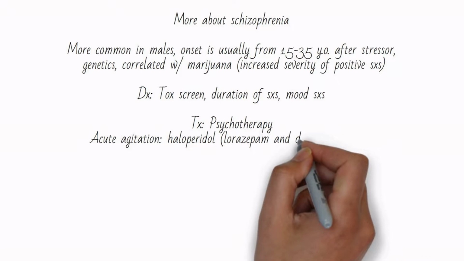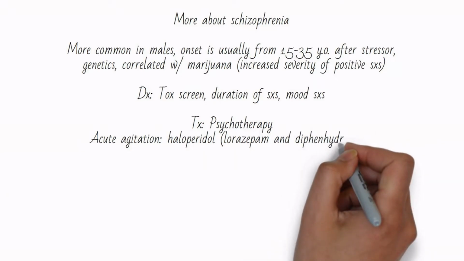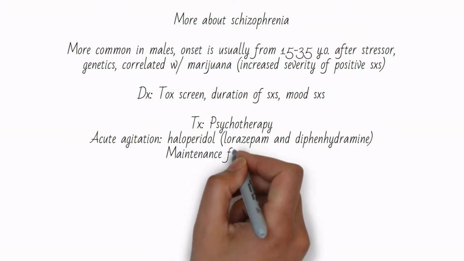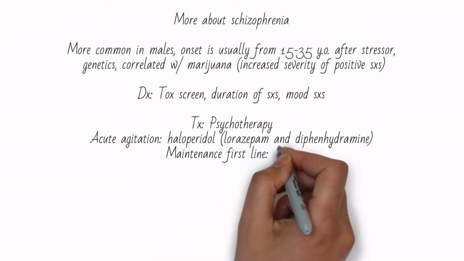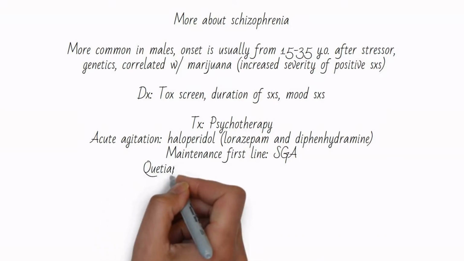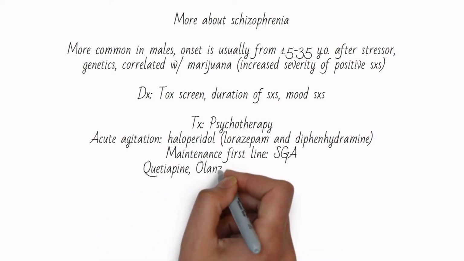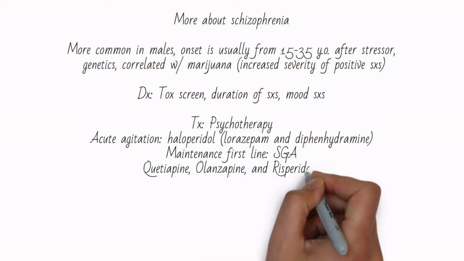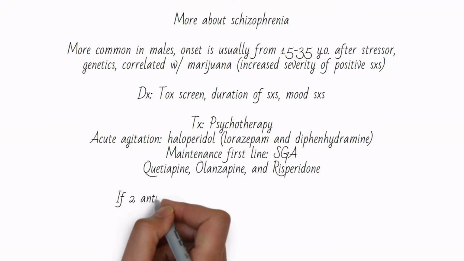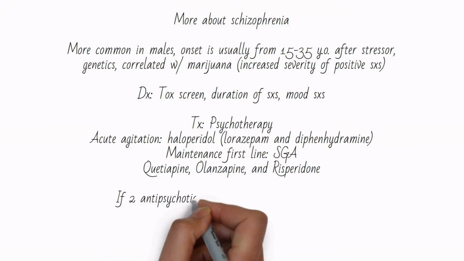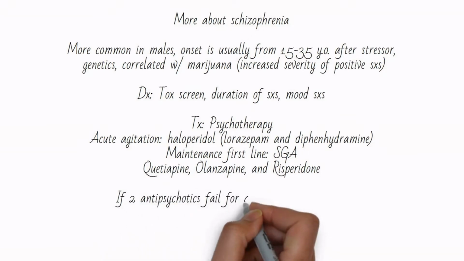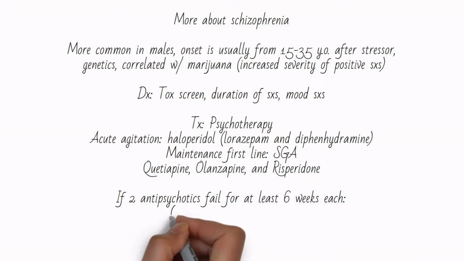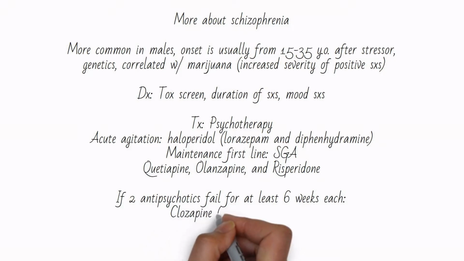First-line maintenance therapy is with second-generation antipsychotics, which I discuss in my antipsychotics video, which I'll link in the description. Quetiapine, olanzapine, and risperidone are good options. Haloperidol, risperidone, and paliperidone are available in long-acting injections, which can be used to help increase compliance. If at least 2 antipsychotics fail after trials of at least 6 weeks, clozapine may be used. It is generally very effective, but causes agranulocytosis just often enough that it is only approved in drug-resistant cases.